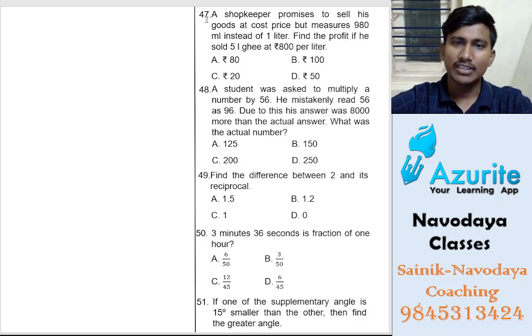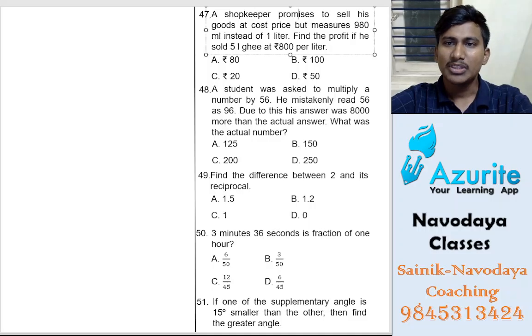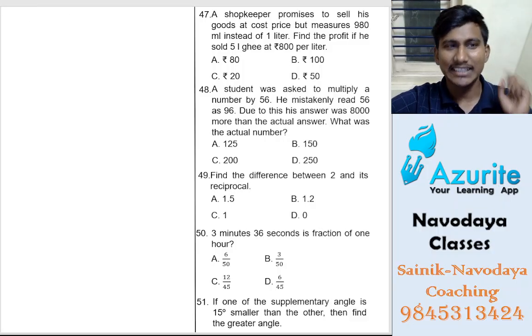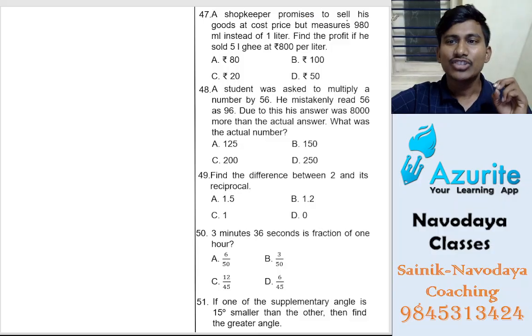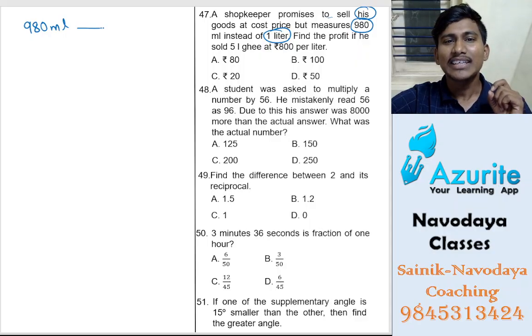So see here question 47. What is the question? A shopkeeper promises to sell his goods at cost price but measures 980 ml instead of 1 liter. Find the profit if he sold 5 liters of ghee at rupees 800 per liter is the question. So how do we do it? It is easy, a little bit tricky. The shopkeeper is selling his goods at a measure of 980 ml instead of 1 liter. So he is selling only 980 ml instead of how much? That is 1000 ml, right?